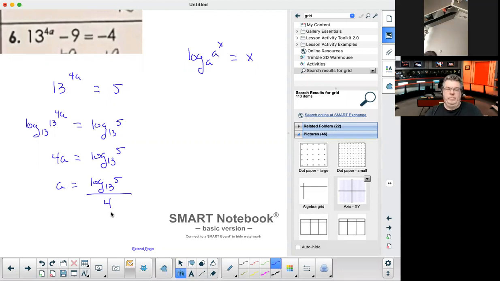Okay. Because what I got was log of 5 divided by log of 13, divided by 4. That's fine. This is just quicker. Okay. I see. Yeah, it's the same. You use the change of base rule. Got it. And then I just plugged it in my calculator and got the same answer. Yeah. There are different ways to solve equations, and different ways to solve logarithms. This is much more efficient. Okay.